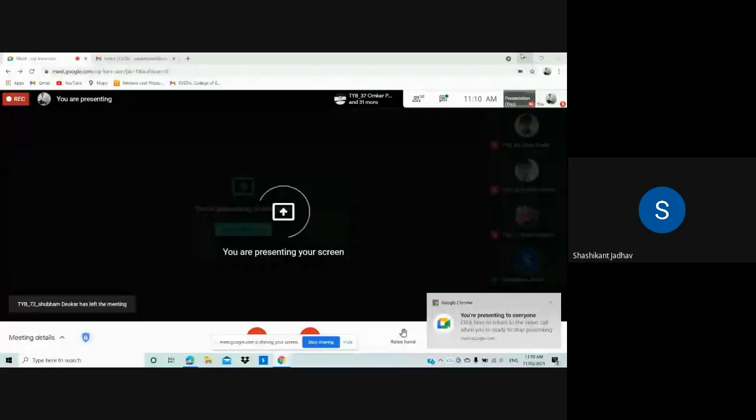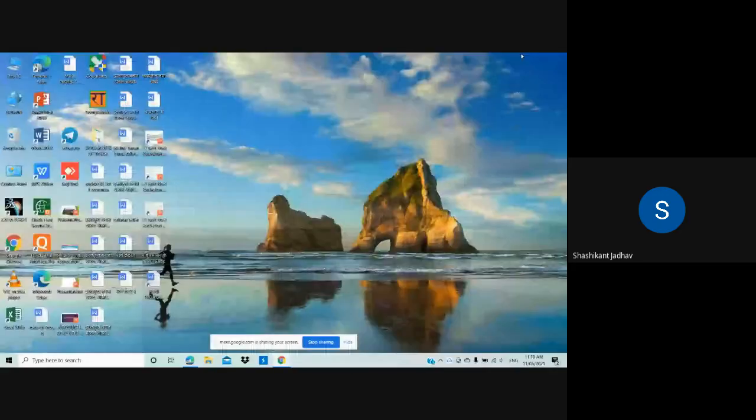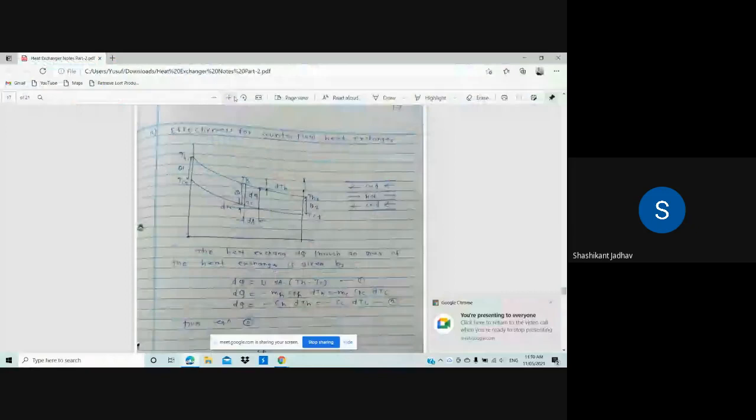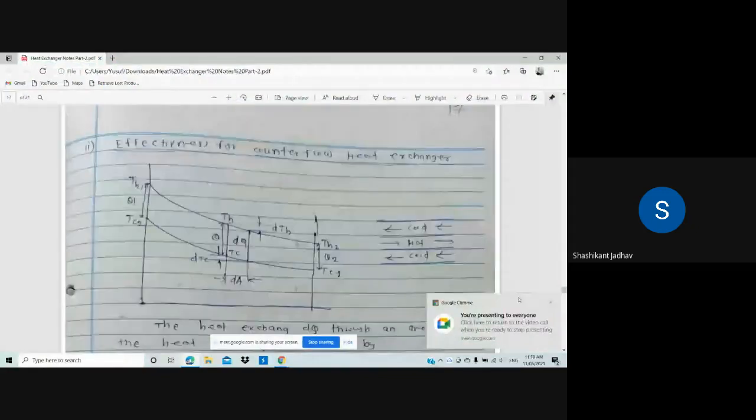Okay, so all of you write down the new heading: effectiveness for counter flow heat exchanger. Effectiveness for counter flow heat exchanger. Okay, so all of you draw that diagram.